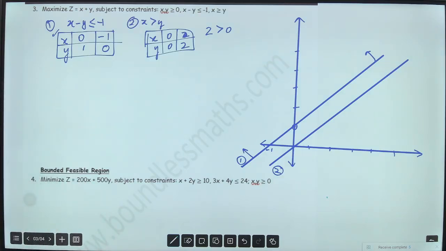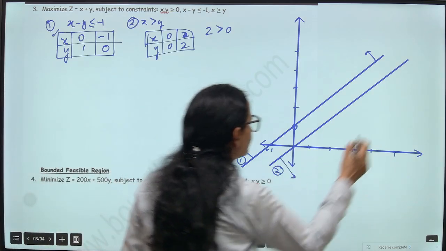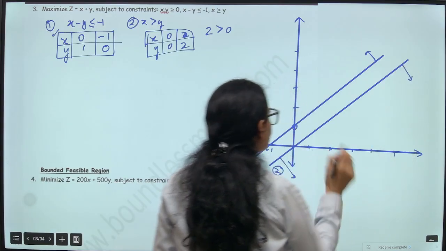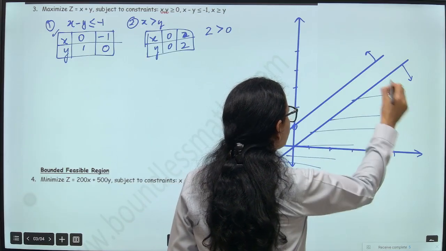X is 2 and y is 0. So where will be the feasible region? X is 2, 2 is greater than 0. Yes, definitely it is there. So that means the feasible region is on the side where you had the point 2, 0. So this is the feasible region for inequality number 2.